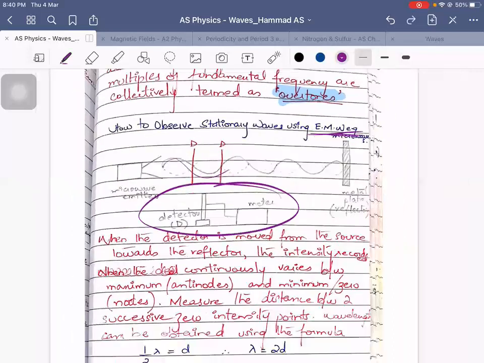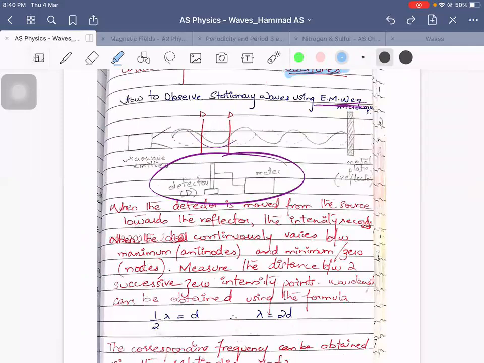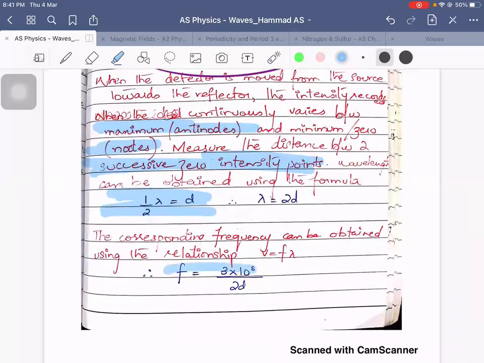When the detector is moved from the source towards the reflector, the intensity recorded continuously varies between maximum antinodes and minimum nodes. You have to measure the distance between two successive zero intensity points, or you could measure between two successive maximum points as well. And thereby you could equate it to half lambda. Let's say whatever the distance was, you're equating it to half lambda, right? And from here, you can thereby work off the frequency value.